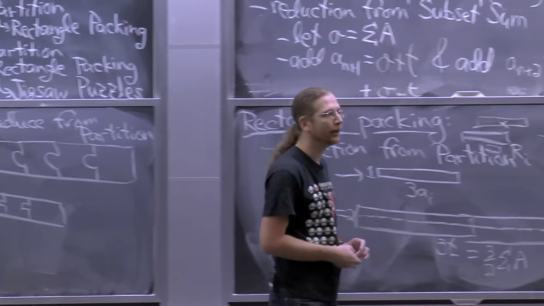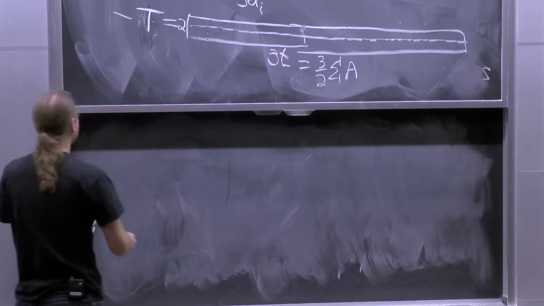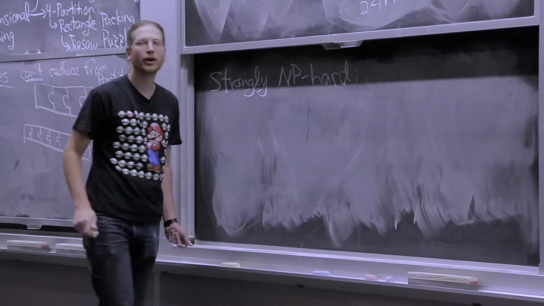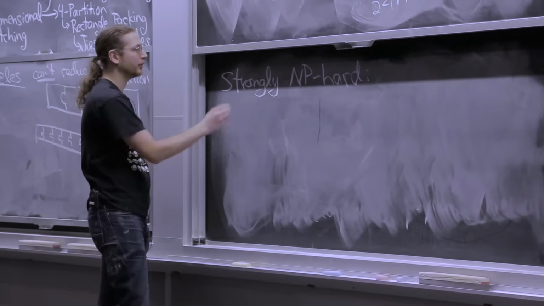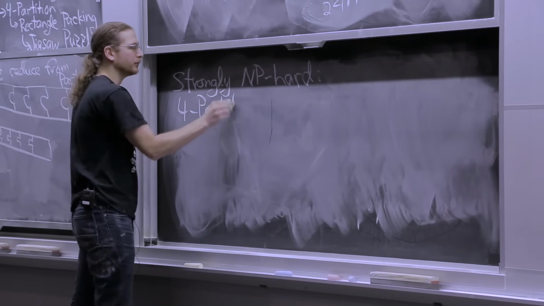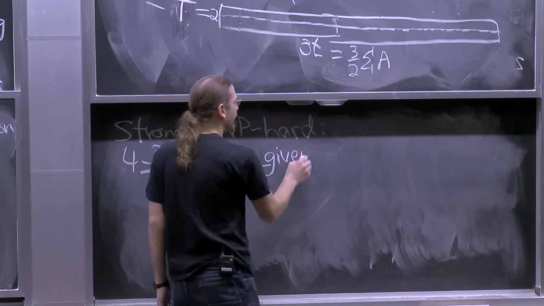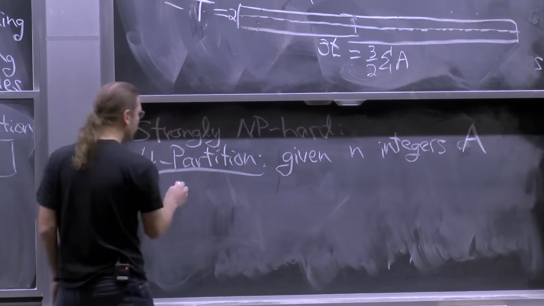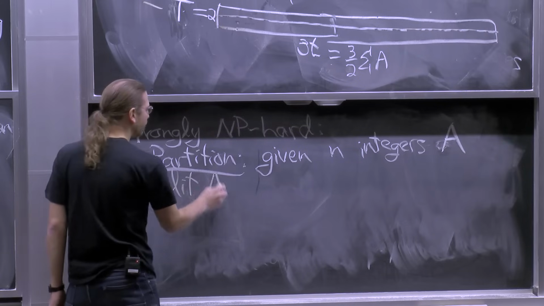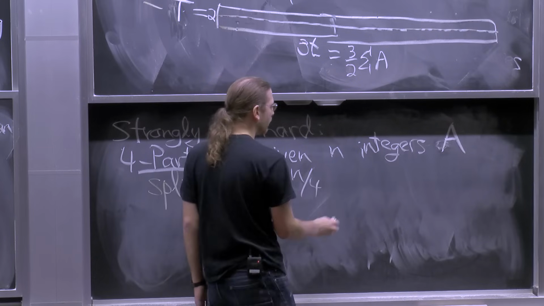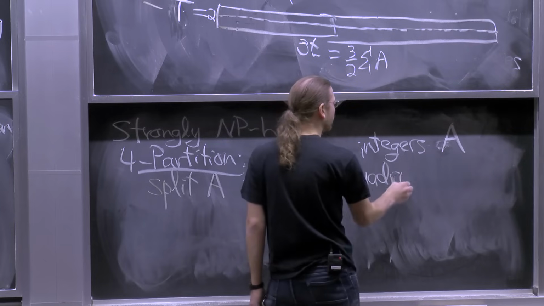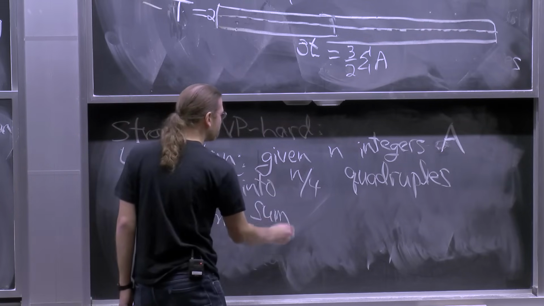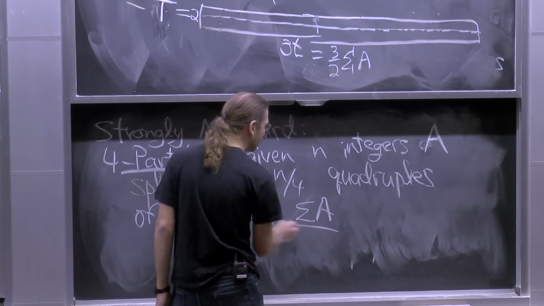This is why weak NP hardness is annoying. So instead, we need a strong NP hard problem. This is a problem that's NP hard even when the numbers are polynomial in value, not just in size. And it's called 4 partition. For 4 partition, you're given n integers, as usual. Say its set is A. And you want to split those integers into n over 4 quadruples of the same sum. So this would be the sum of A divided by n over 4.